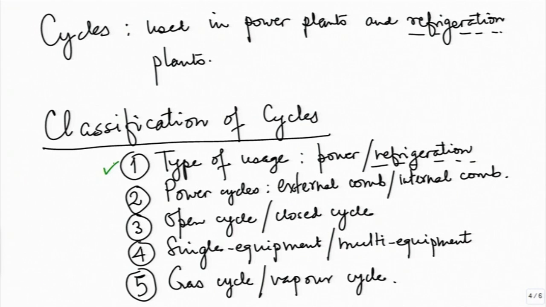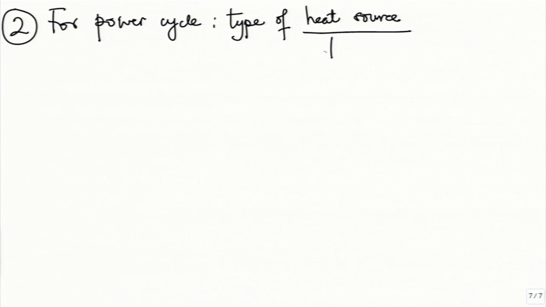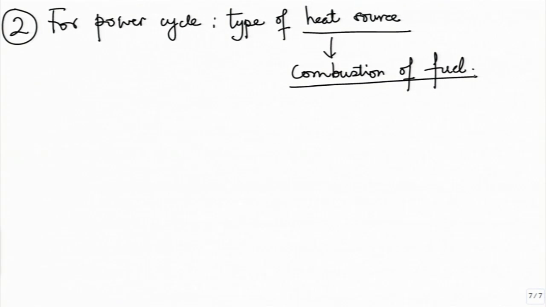Now we go to the second type of classification, and that pertains to power cycles. Now when it comes to power cycles, we will need to know that you can't produce any power unless you absorb a certain amount of heat from a high temperature source. So the second classification is for power cycles. Type of heat source. Traditionally, the heat source used to be produced by combustion of fuel. But nowadays, instead of combustion of fuel of any kind, of course the idea of fuel has expanded.